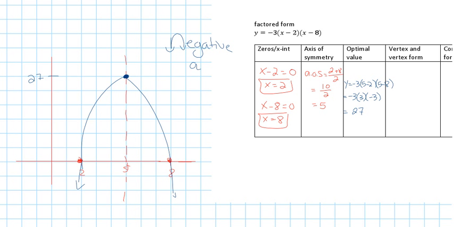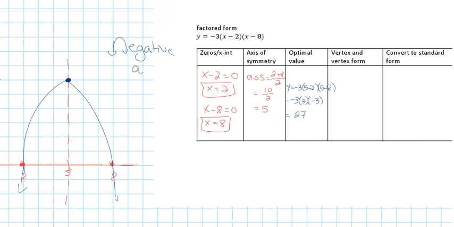All right. So, do we understand the steps? Find the zeros, add them and divide by 2 to find your axis of symmetry, plug in the axis of symmetry to find the optimal value. Are we okay with that? Now, what's my vertex point? 5, 27. So the vertex is (5, 27).